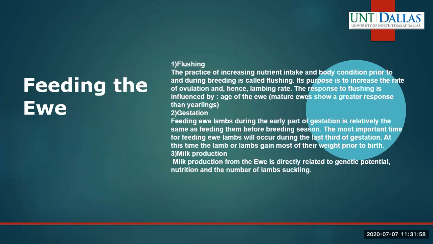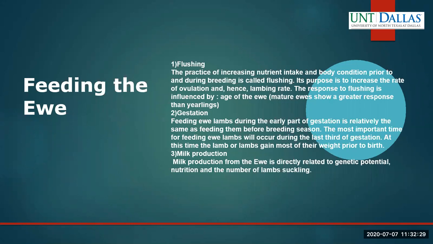For feeding the ewe, there are different practices like flushing. Flushing is the practice of improving the nutrient intake and body condition prior to or during the breeding. Its purpose is to increase the rate of ovulation and hence lambing rate. The response to flushing is influenced by the age of the ewe. That means mature ewes show a greater response than the yearlings.